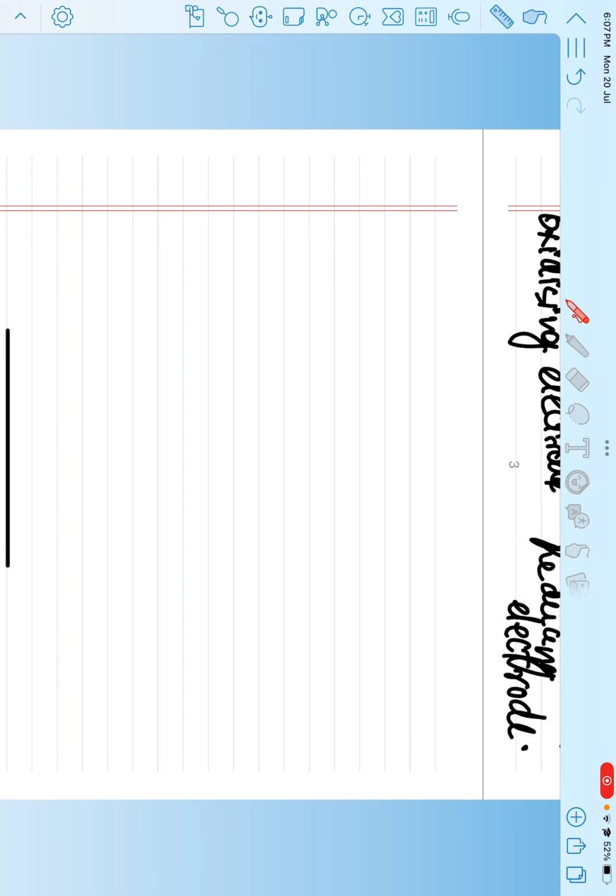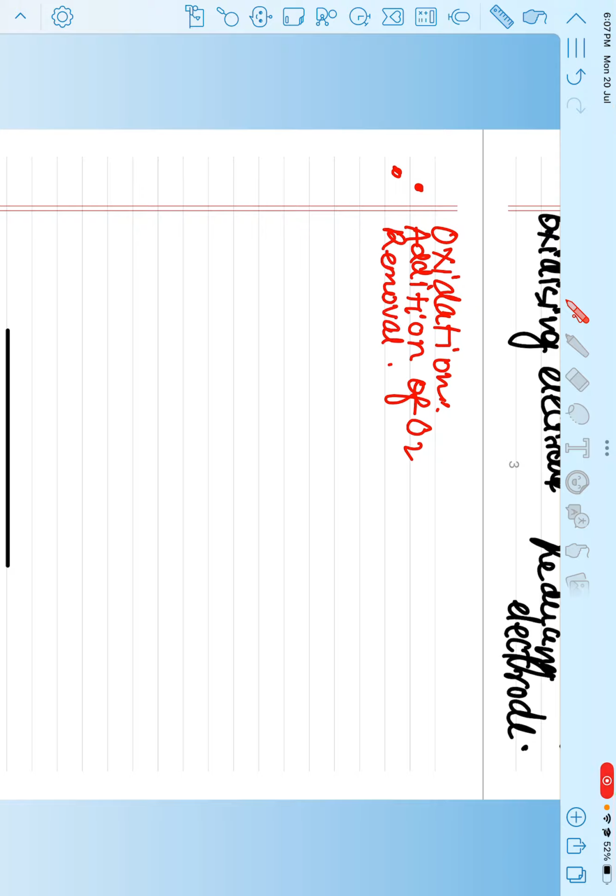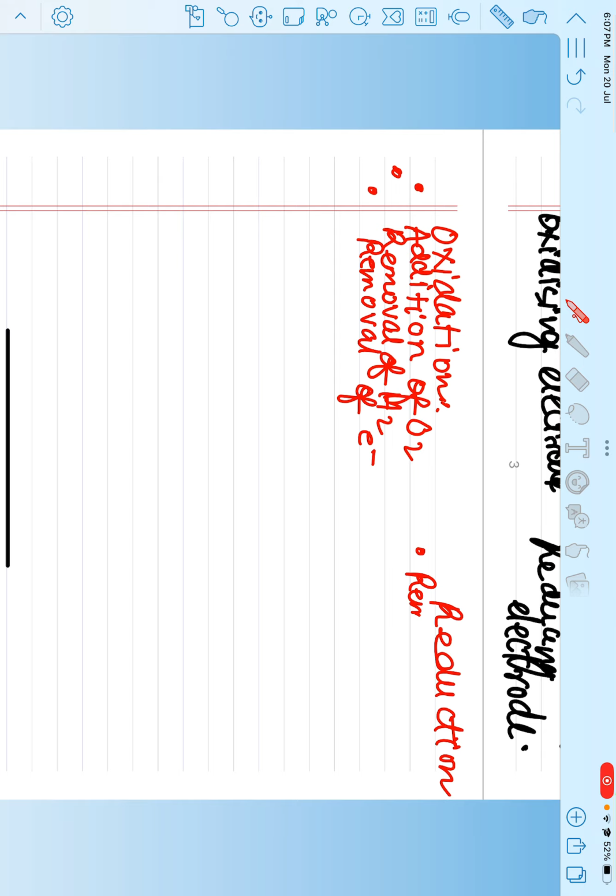Now let's come to oxidation. So in the electronic concept, what is oxidation? What is reduction? Oxidation can basically be defined as three things. Number one is addition of oxygen. Number two is removal of hydrogen. Number three is removal of electron. On the other hand, there is reduction. There also, in 3 points, when can you write reduction? Removal of oxygen, addition of hydrogen, right?